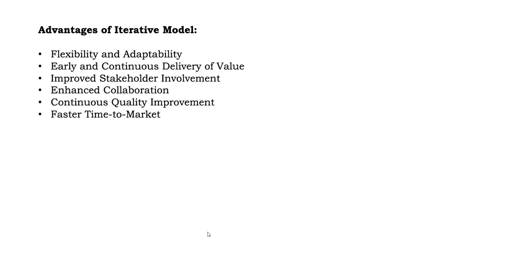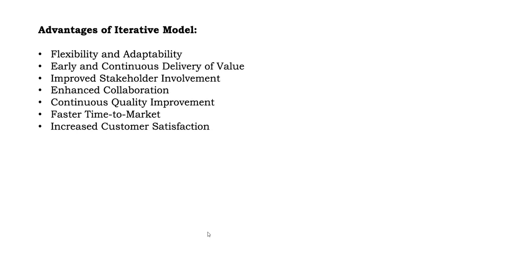Faster time to market. We know that in the other model, what was happening was that at one shot we were releasing it to production. We have to wait until the whole project was completed. But here it is not required to wait for the whole project to be completed. It is divided into chunks. So one chunk will go into the market first, and then the next chunk will go next. So it is faster. It will be delivered to real users a little faster.